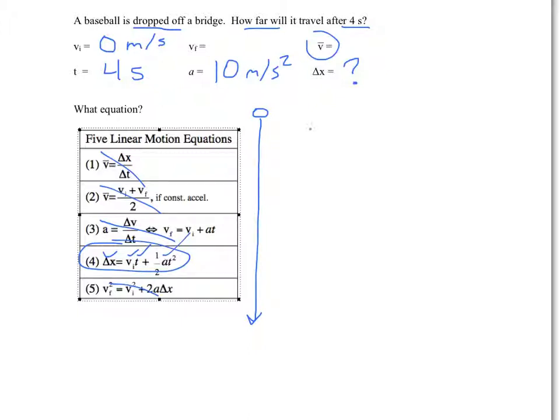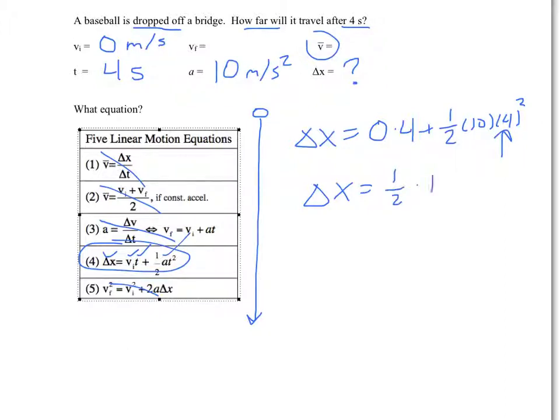So now we're going to solve. Delta x equals vi, which is 0, times t, which is 4, so 0 times 4, plus 1/2 times a, which is 10, times t squared, 4 squared. Now be careful here, a common mistake people make is they square everything. You're only squaring the 4. So that means delta x equals 0 times 4 is 0. So it's just 1/2 times 10 times 16. That's what 4 squared is.